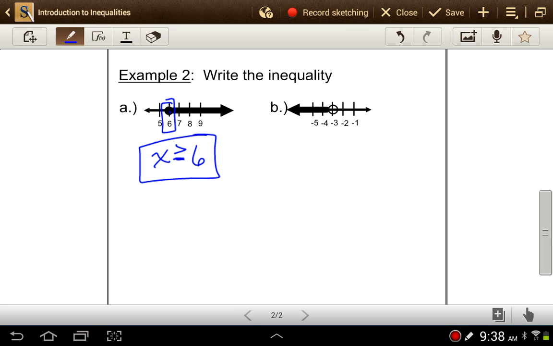In B, start with my variable, x. Okay, I've shaded in the numbers less than. And it's just open, so that means it's not equal to. So it's just x is less than. What number is circled? -3. X is less than -3. That's how you write it.